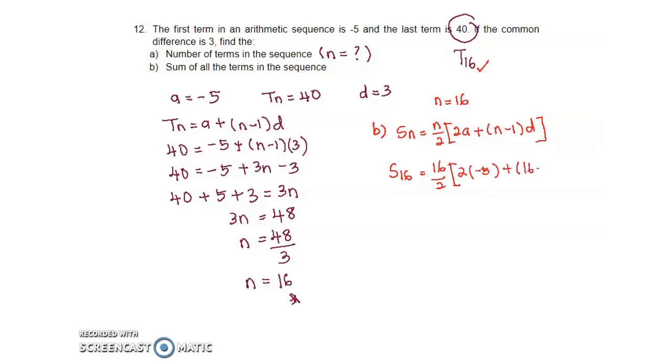So 16 minus 1 here, multiplied by the common difference equal to 3. So 16 minus 1, 15. 15 multiplied by 3 equal to 45. So 8 times 35, since negative 10 plus 45 is 35. So 35 times 8 equal to 280.